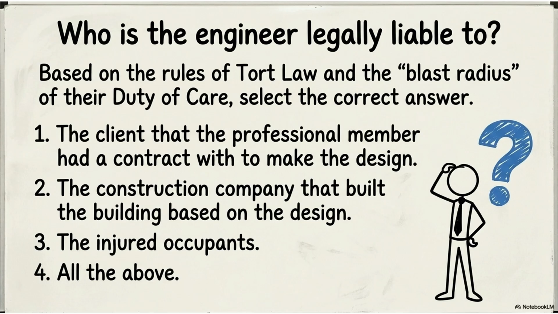First, the client that the professional member had a contract with to make the design. Second, the construction company that built the building based on the design, and now their reputation is affected because of the failure in the building, so they may also ask for compensation from the engineer. Third, injured occupants. Obviously, the answer is all of the above. The engineer will need to pay compensation to each one of these individuals and entities.